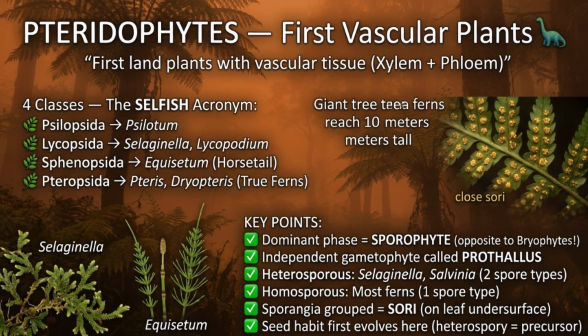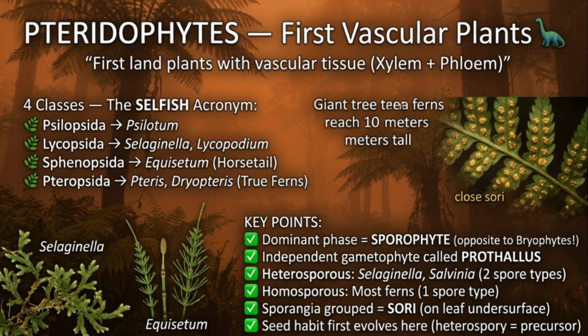Next, let's talk about pteridophytes, and here's where evolution takes a giant leap. These are the first vascular land plants. Xylem and phloem appear for the first time. Now remember, sporophyte is the dominant generation here, completely opposite to bryophytes. The independent sexual phase, the tiny heart-shaped structure, is called the prothallus. NEET has asked about this directly.